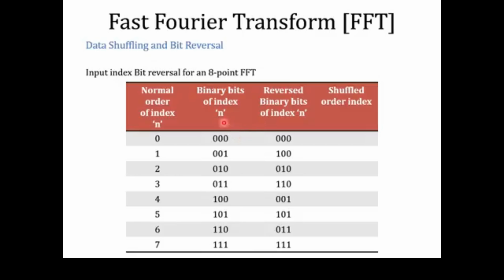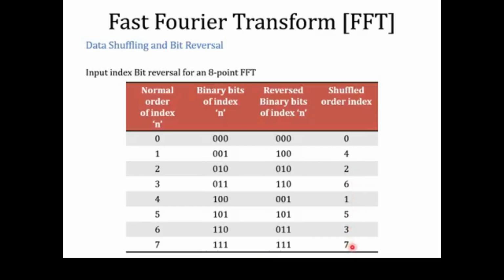By reversing the binary bits, we will get these reversed binary bits. 000 will remain 000, 001 will become 100, 010 will also remain 010, 011 will become 110, and so on. So this is how we can obtain reversed binary bits. Now the last step is to represent these binary bits in the form of decimal numbers. So 000 will be 0, 100 will become 4, 010 will be 2, 110 will be 6, and so on. So this is how we have obtained the required shuffled order of index values: 0, 4, 2, 6, 1, 5, 3, 7.